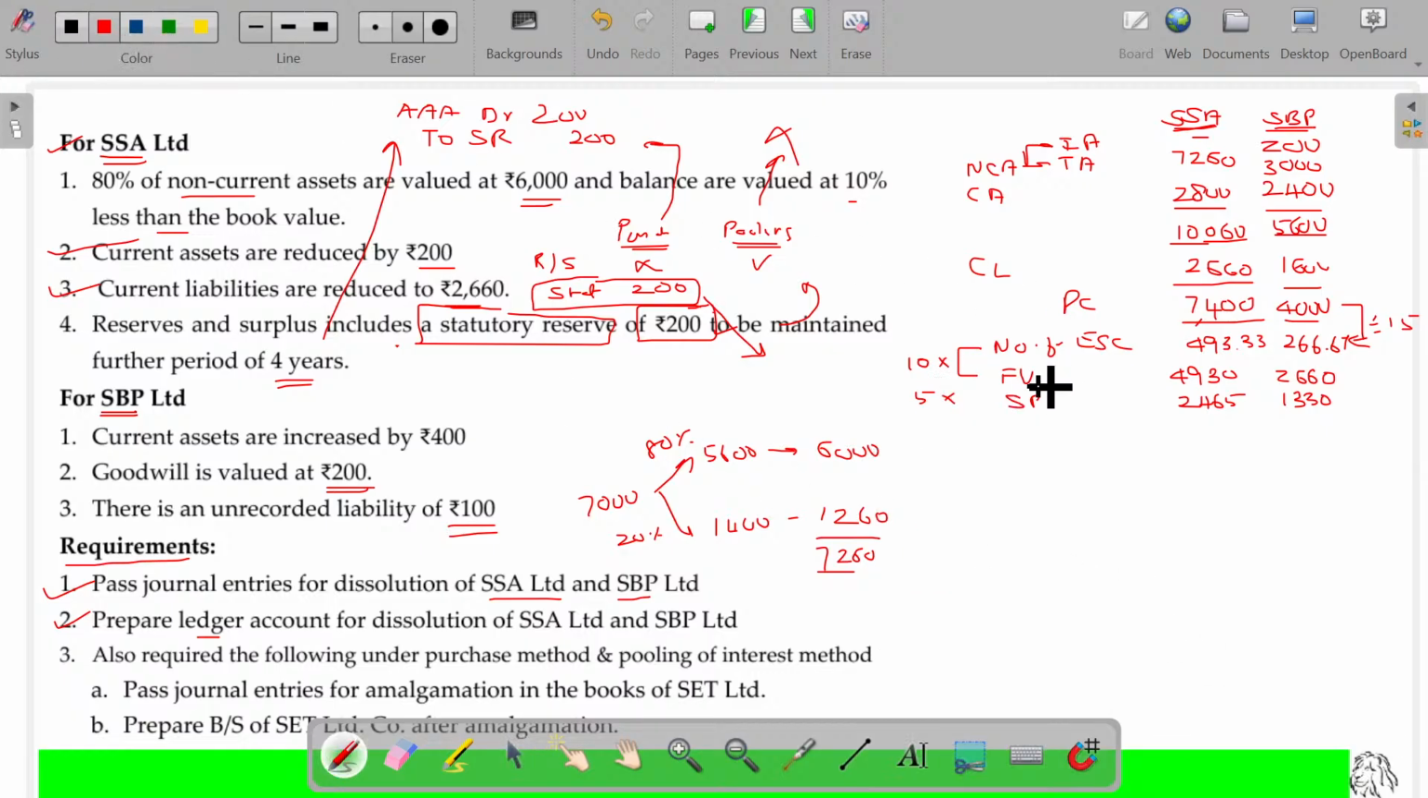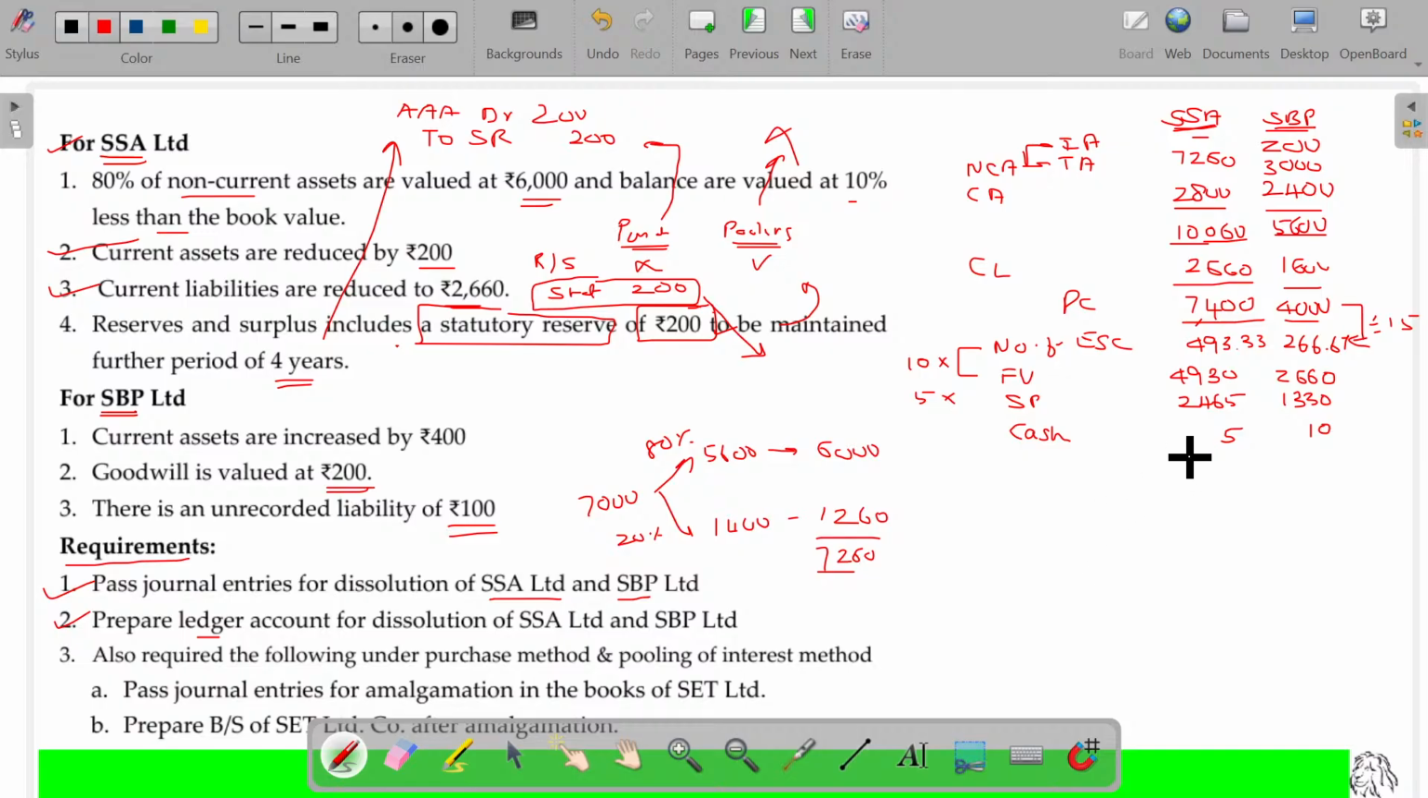For the fraction, no, we cannot issue 0.33 share. For that, we can offer cash, bank balance. Then 0.33 into 15, 5 rupees. 0.67 into 15, 10 rupees will be the value. One share's worth is shared between these two.